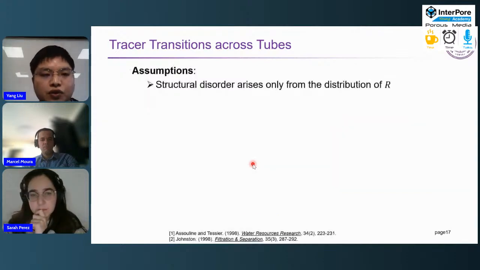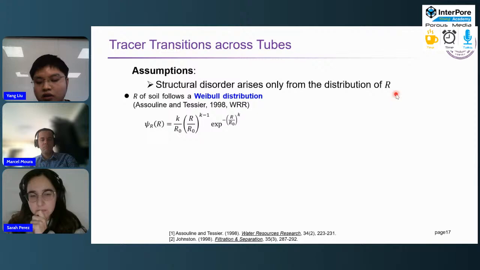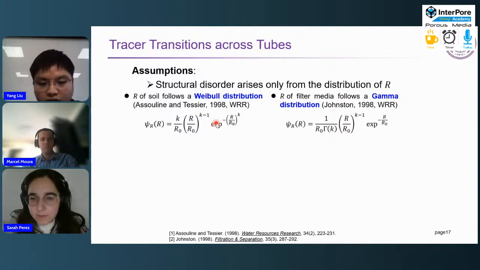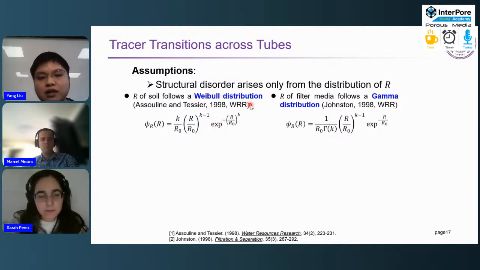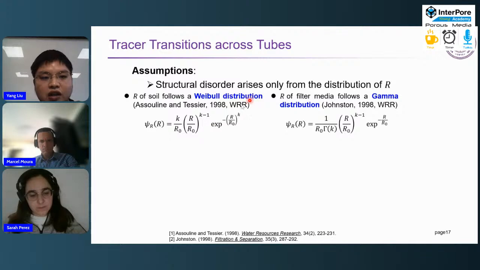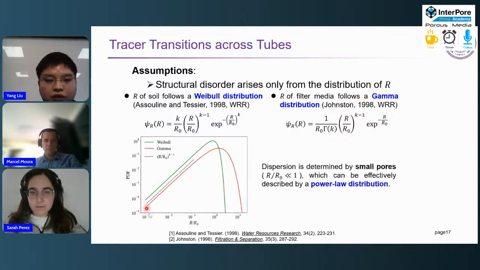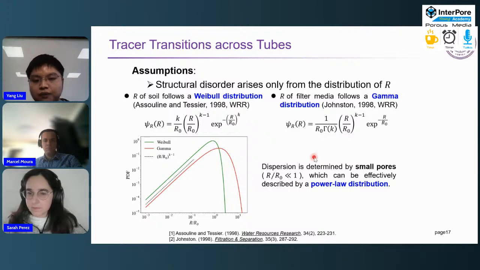So here, it's reasonable to assume that the structural disorder arises only from the distribution of tube radius. In previous studies, the pore size distribution for porous media is commonly modeled by Weibull or gamma distribution, and for smaller values of tube radius, the gamma and the Weibull distribution can be effectively modeled by a power law distribution.